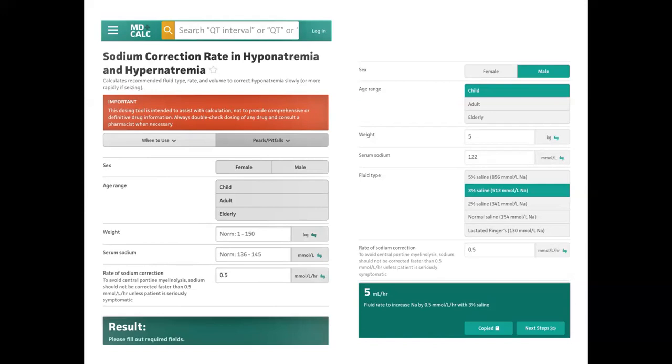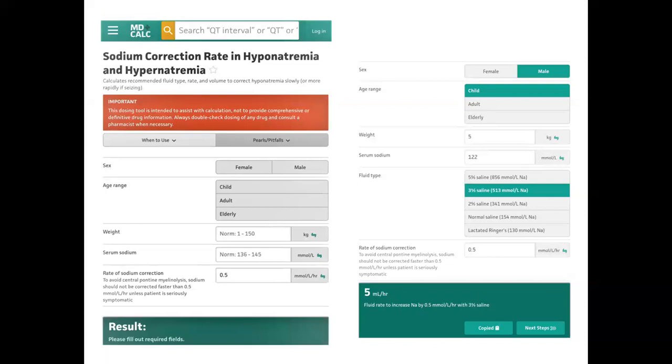But in this particular child, it is not hypovolemic. Here it is more hypervolemic and euvolemic. That's why you need to give less fluid. If you select NS or half NS, you need to give a larger amount of fluid. That's why they are not advisable, and you need to go for more concentrated fluids. So I selected 3% NS here. It gave 5 ml per hour.